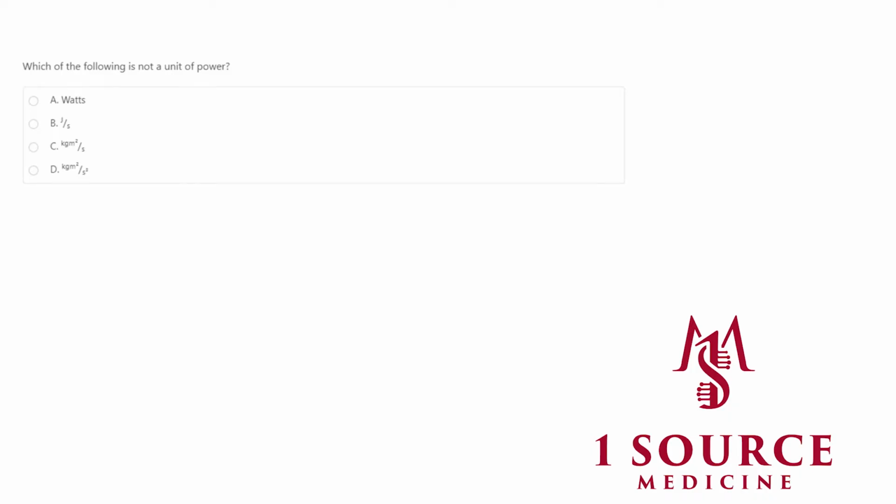Which of the following is not a unit of power? A. Watts, B. Joules per second, C. Kilograms times meter squared per second, or D. Kilograms times meter squared per second squared? Right off the bat, it's important to recognize that the simplest unit used to quantify power is the watt, which shows up here in answer choice A. So we can go ahead and mark off answer choice A.